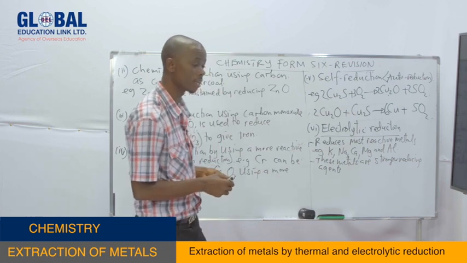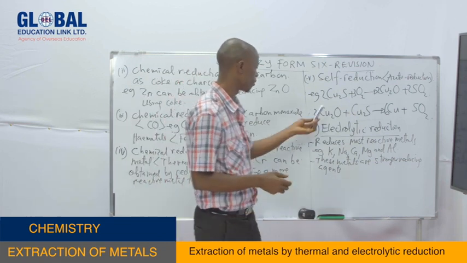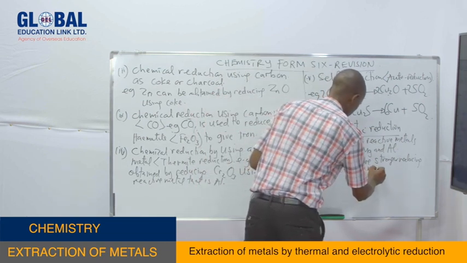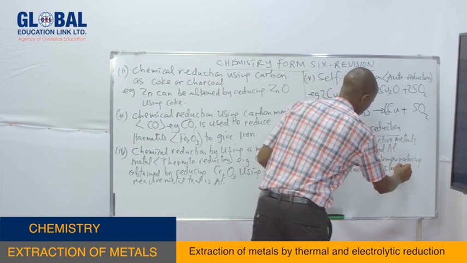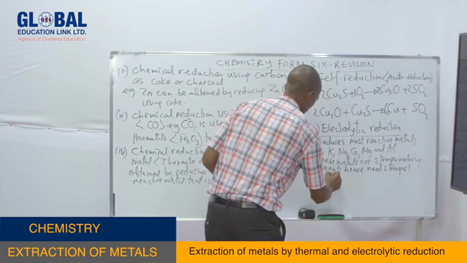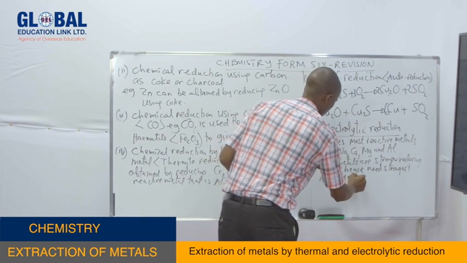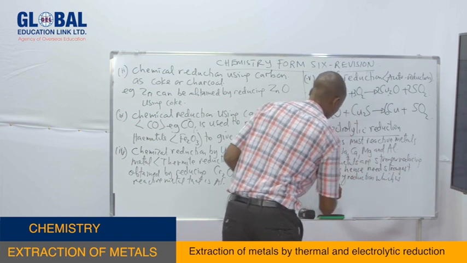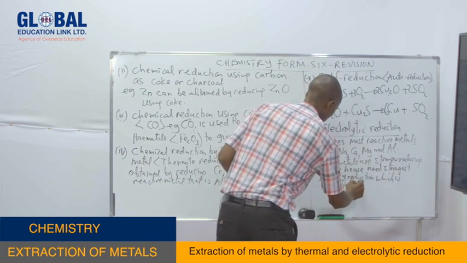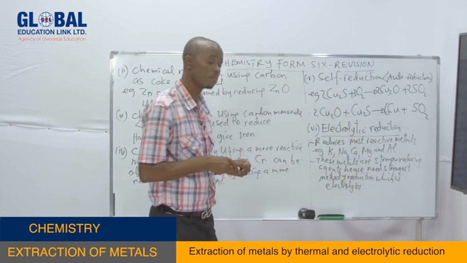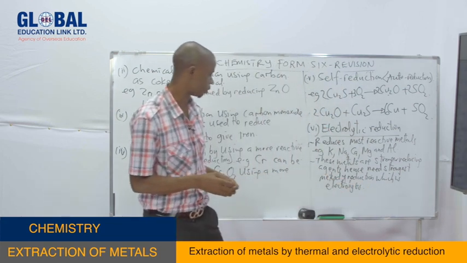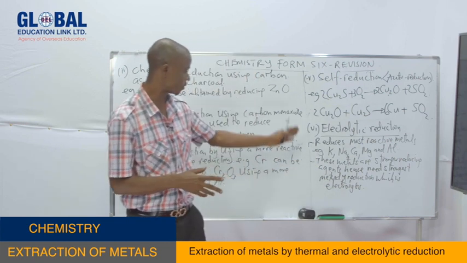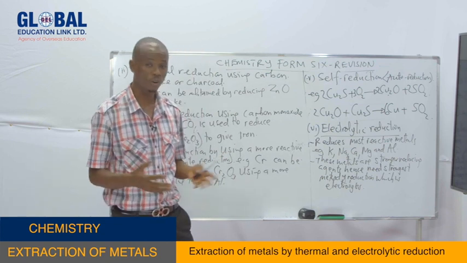Therefore, they need the strongest method of reduction, and the strongest method of reduction is electrolytic reduction. And this method is used using the fused chlorides of these metal compounds or their oxides.